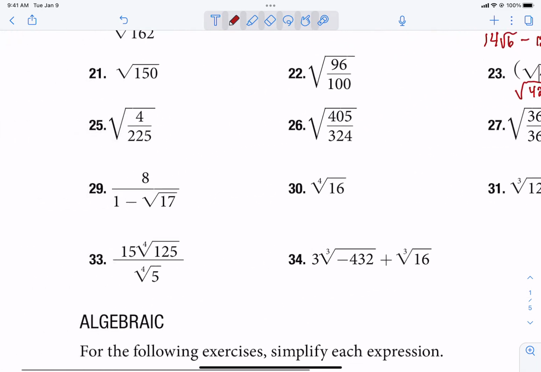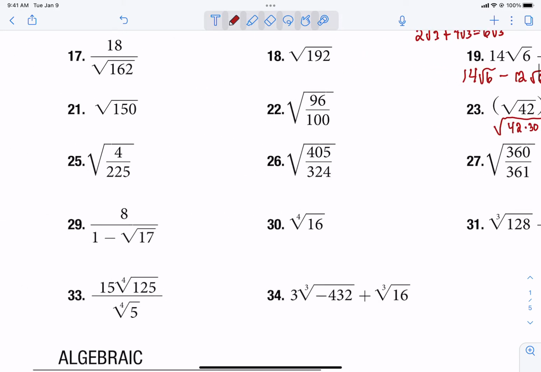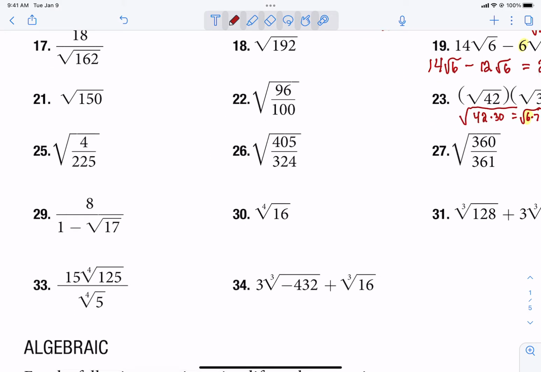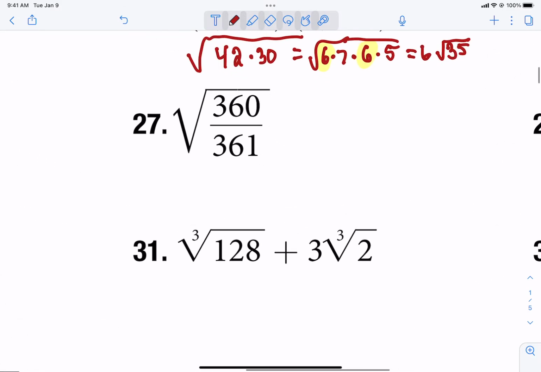We'll do 29 together, but first let's do a fraction. Now, for 25, both top and bottom are perfect squares. You square root the top, square root the bottom, and reduce it. But let's look at 27 because it's not quite like that. 360 over 361, they're not perfect squares. I think about 360 as 36 times 10. Why 36? Well, 36 is a perfect square, and I like that I can do that.